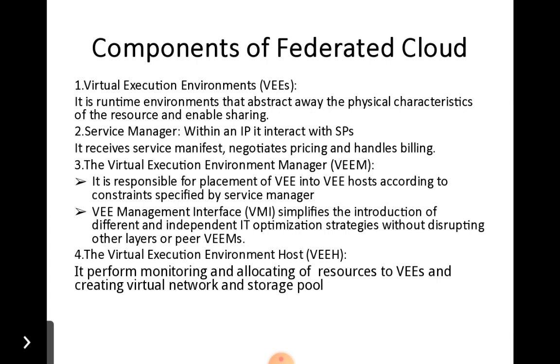Third, the virtual execution environment manager. It is responsible for placement of VEEs into VEE hosts according to constraints specified by the service manager. In this, a VM management interface is used, which simplifies the introduction of different and independent IT optimization strategies without disturbing other layers or peer VMs. Last, the virtual execution environment host. It performs monitoring and allocation of resources to VEEs and creating virtual network and storage pools.